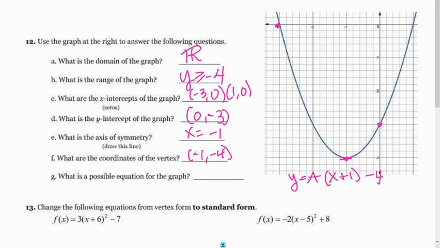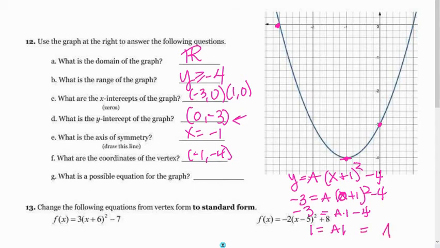And now I need to pick a point. I'm going to pick this one. I like to plug in 0. Negative 3 equals a times, I'm not going to use x, I'm going to use 0 plus 1 squared minus 4. 1 squared is 1. I'm going to add 4. And if 1a equals 1, then a equals 1. So I'm just going to write y equals, and then C. Okay, C.